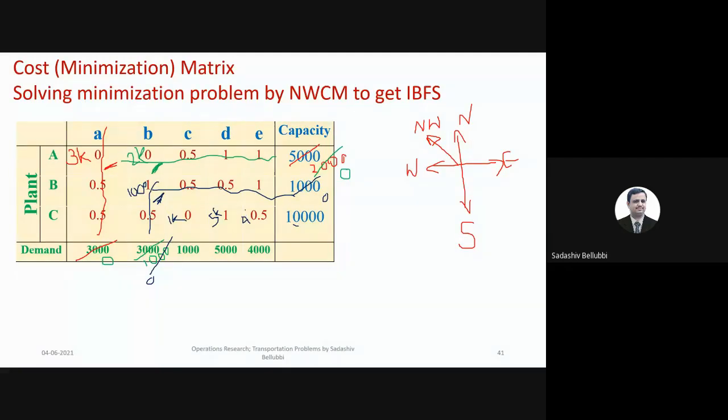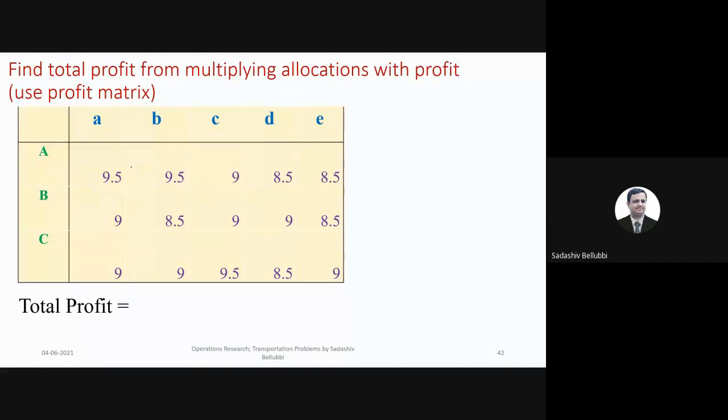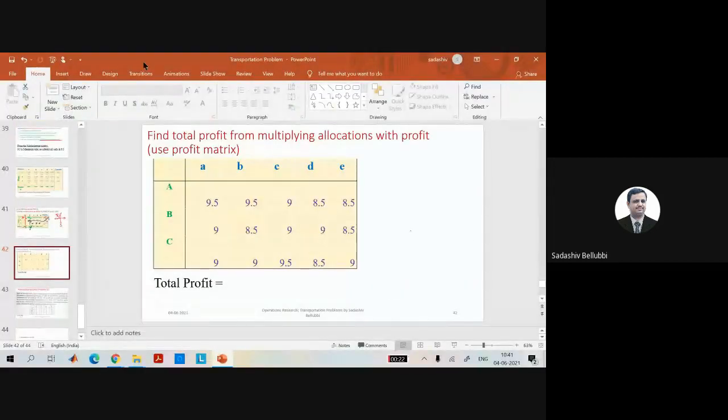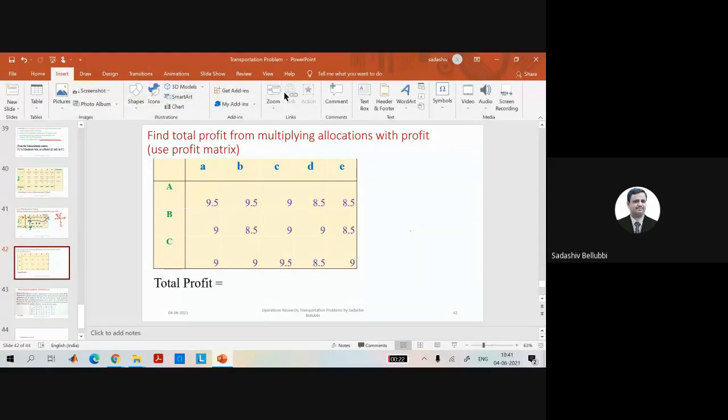This is the way we need to write the answers. After that, whatever the numbers are there: 3K, 2K, 1K, 2K, 2K, 1K. In order to find the answers, we are supposed to go for the profit matrix again and write the answers here.